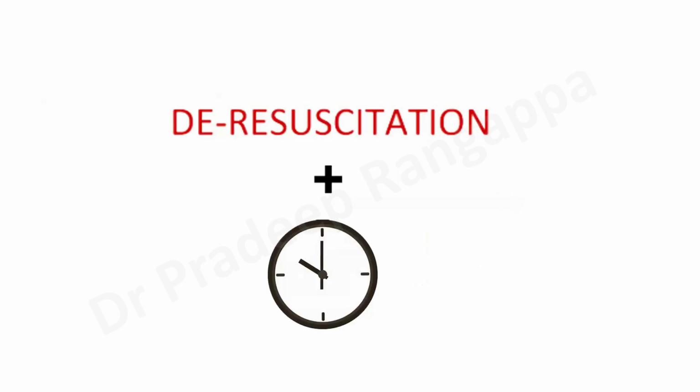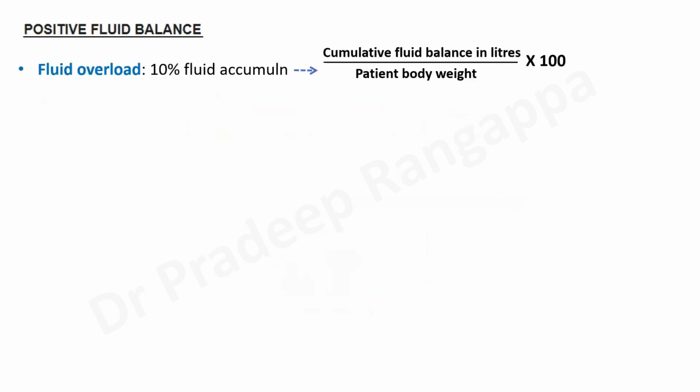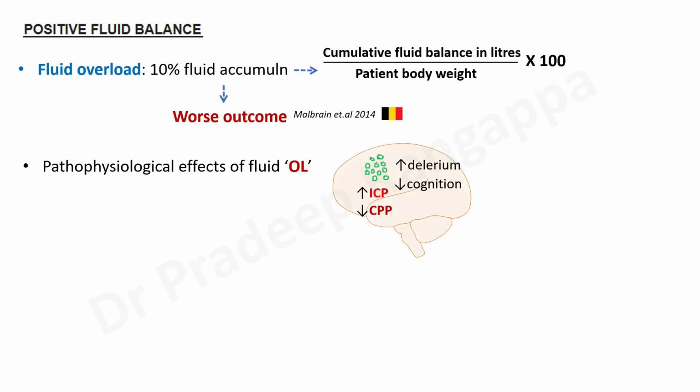In the second part, we'll talk about de-resuscitation and duration. What we have understood is that fluid accumulation of 10% is considered fluid overload, which is calculated as cumulative fluid balance in liters divided by patient body weight, multiplied by 100. That will tell you the cumulative positive balance, and it is shown that it worsens the outcome.